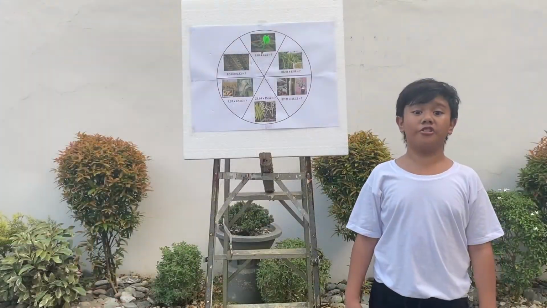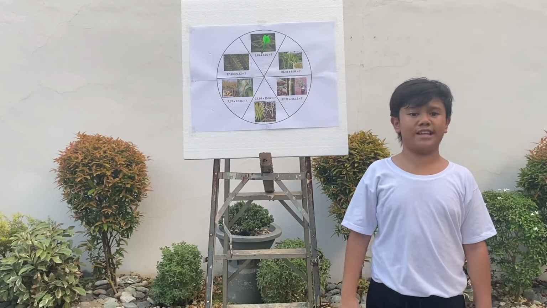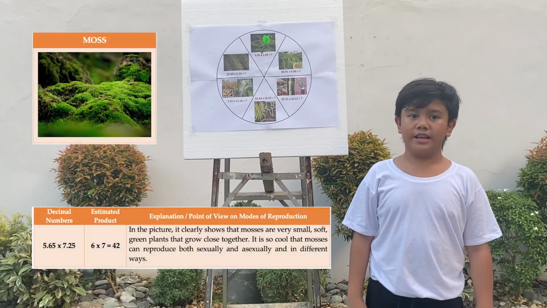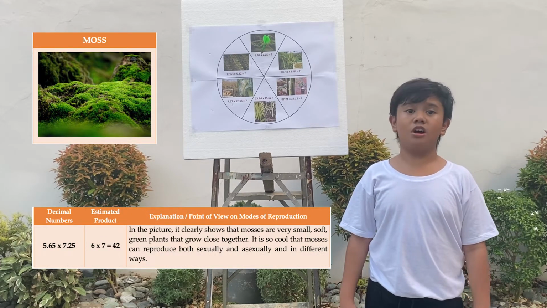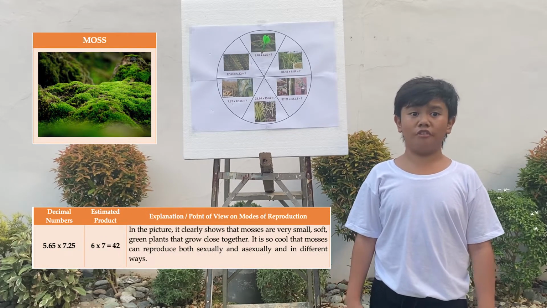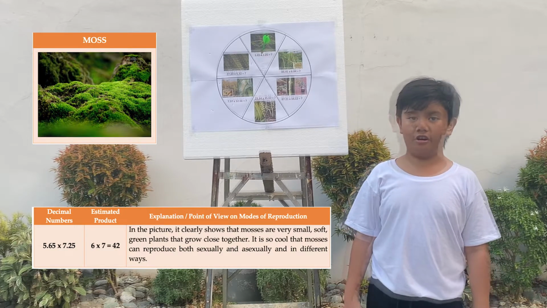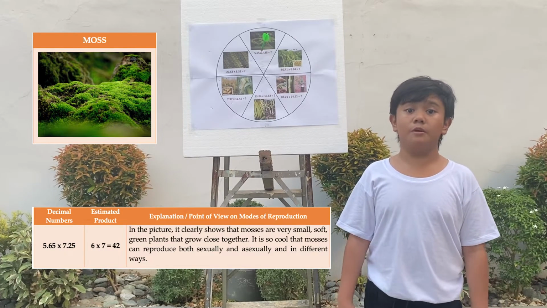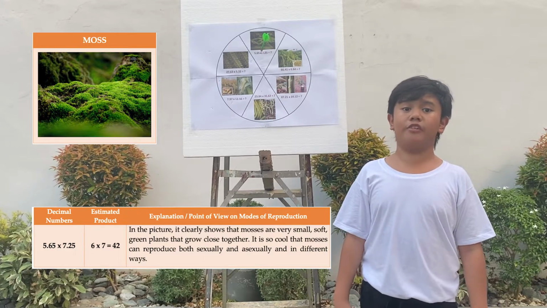That was another great throw. The dart landed on the section with the picture of the moss. In the picture, it clearly shows that mosses are very small, soft, green plants that grow close together. It is so cool that mosses can reproduce both sexually and asexually and in different ways.